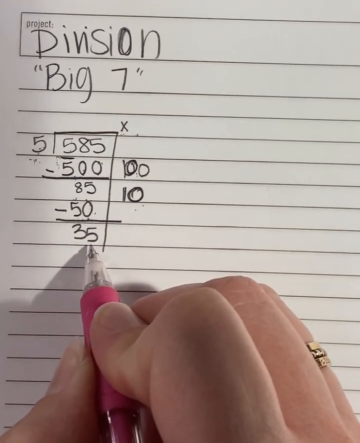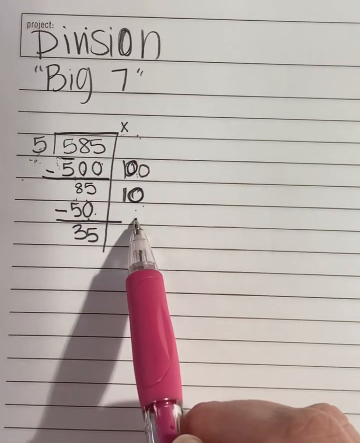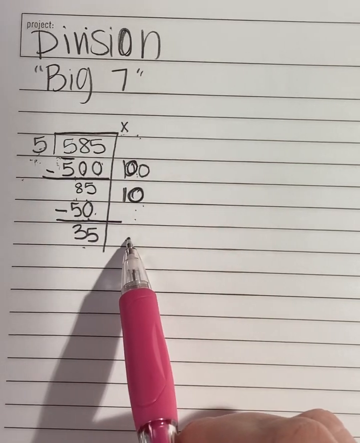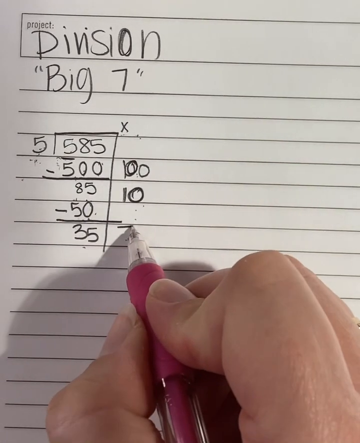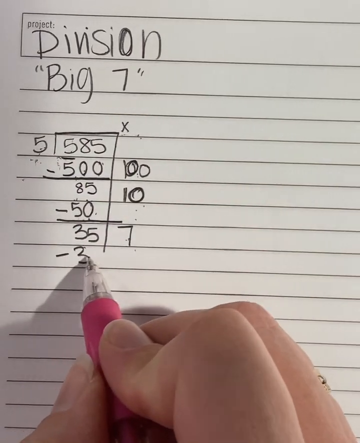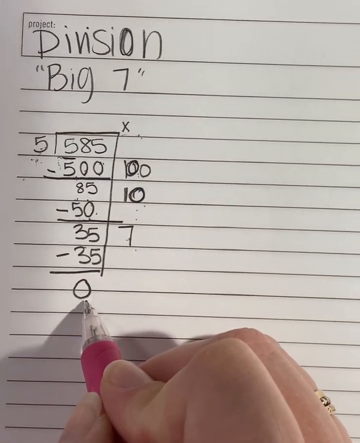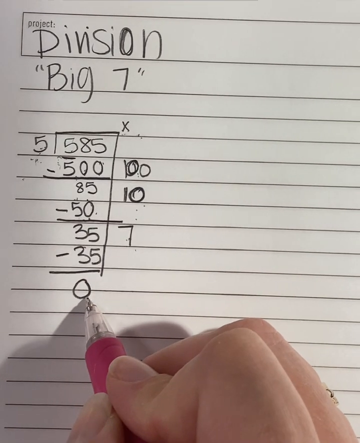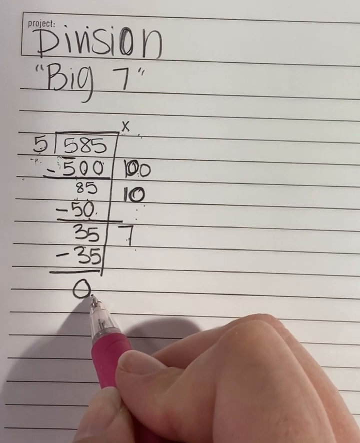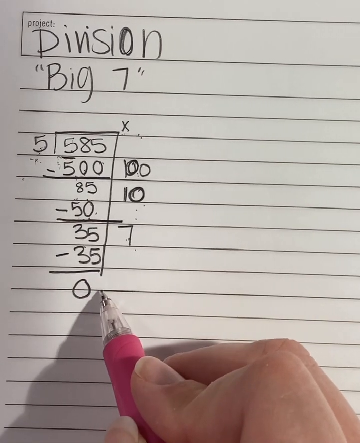Now this is a little more comfortable for a lot of our students. They can quickly tell you 5 times something gives me 35. What's that something? Those basic facts. 5 times 7 gives me 35. I know 5 times 7 gives me 35. I just want to double check myself, and yes, I have nothing left to work with. When I've hit 0, I do not have a remainder. We are talking about remainders, but in this problem, I don't have one. So my problem is done. I'm done with my dividing.